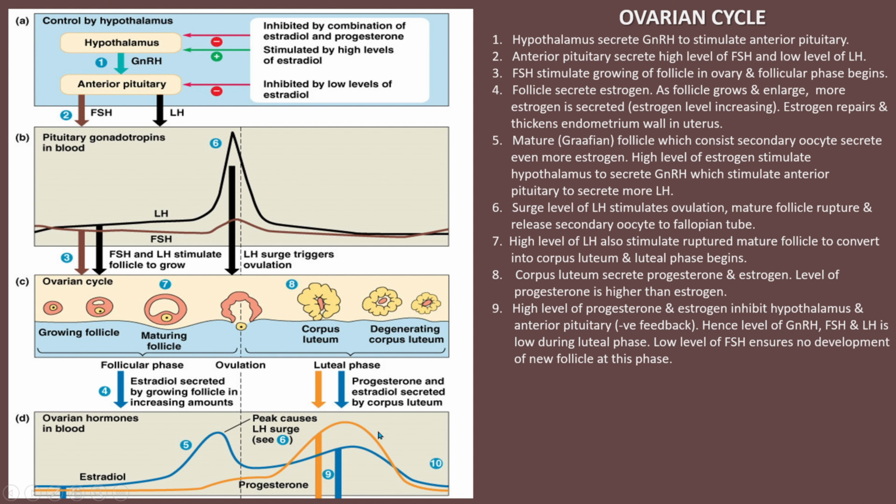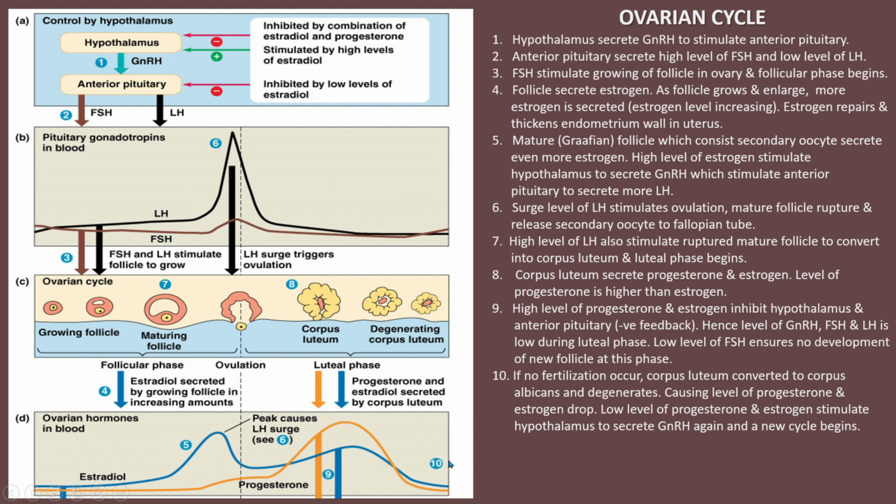High level of progesterone and estrogen will inhibit hypothalamus and anterior pituitary gland. This is negative feedback. Hence, level of GnRH, FSH and LH is low during luteal phase. Low level of FSH ensures no development of new follicle at this phase.